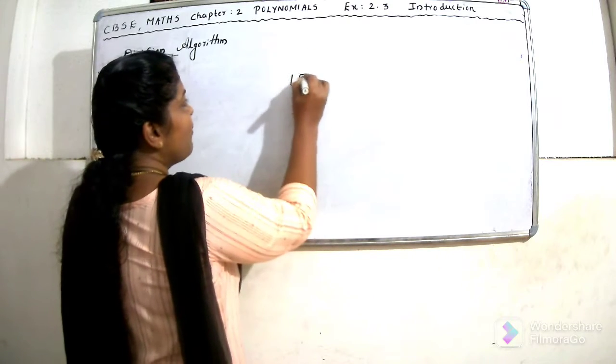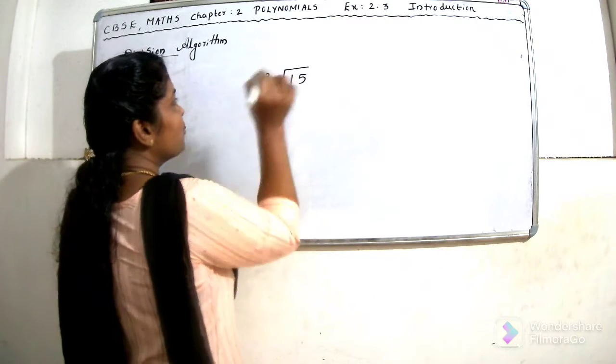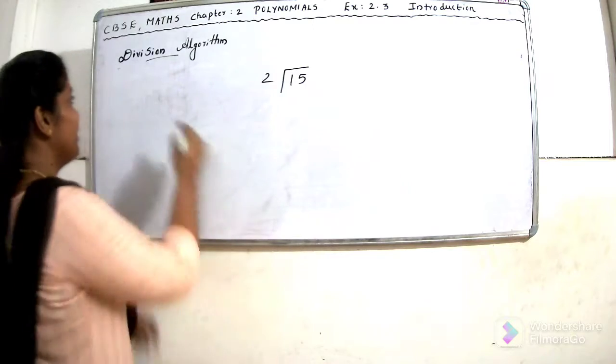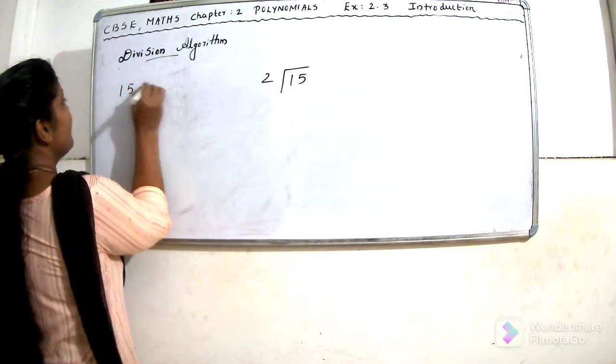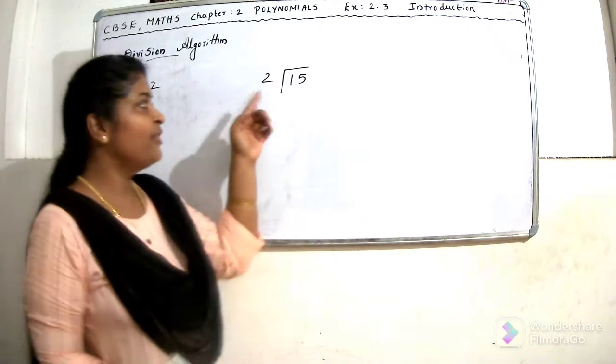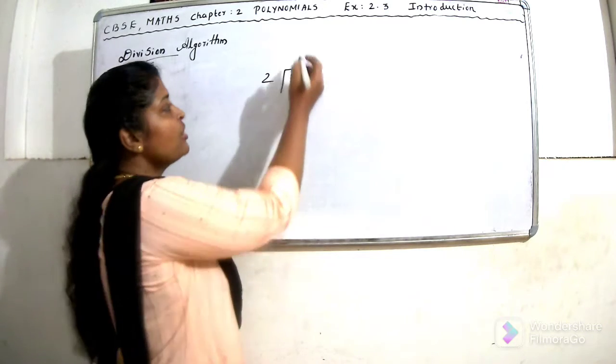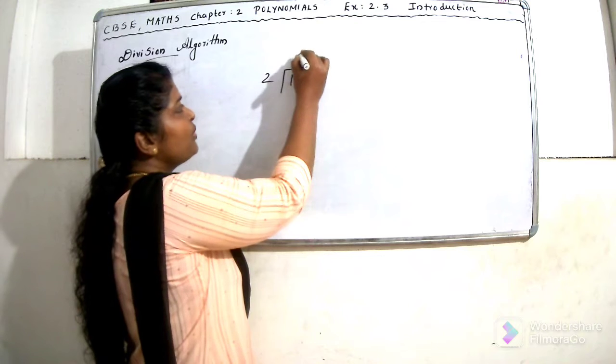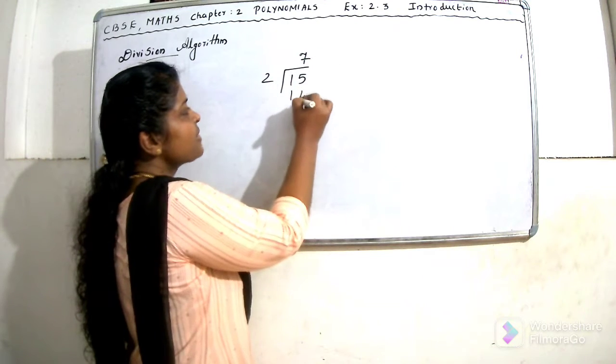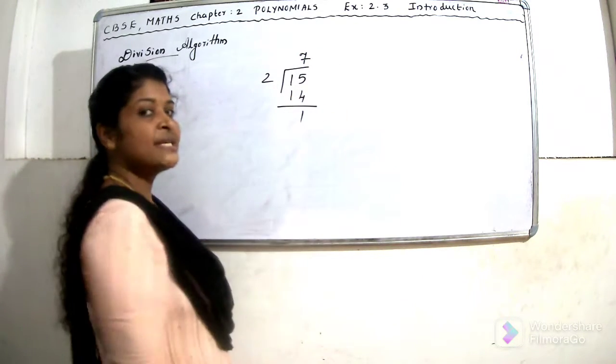Suppose 15 divided by 2. If we are dividing 15 by 2, we know 2 does not go into 1, so we take 15. How many times? 7 times, that is 14, and the balance is 1.